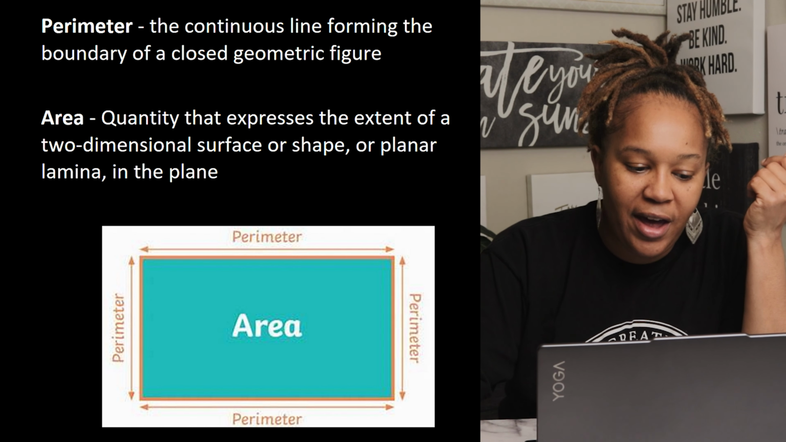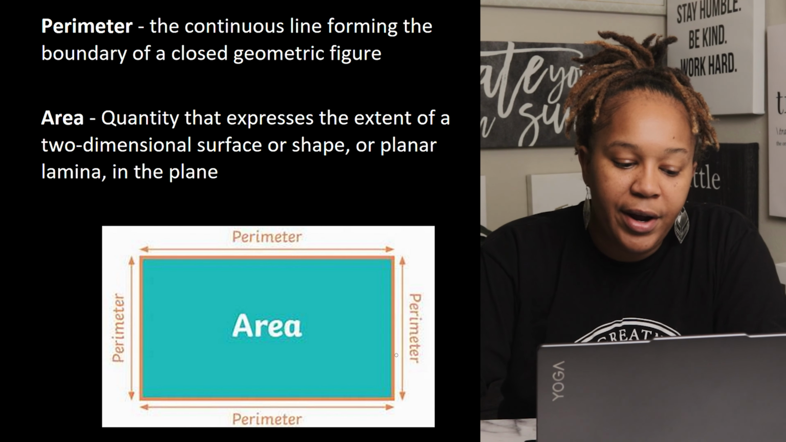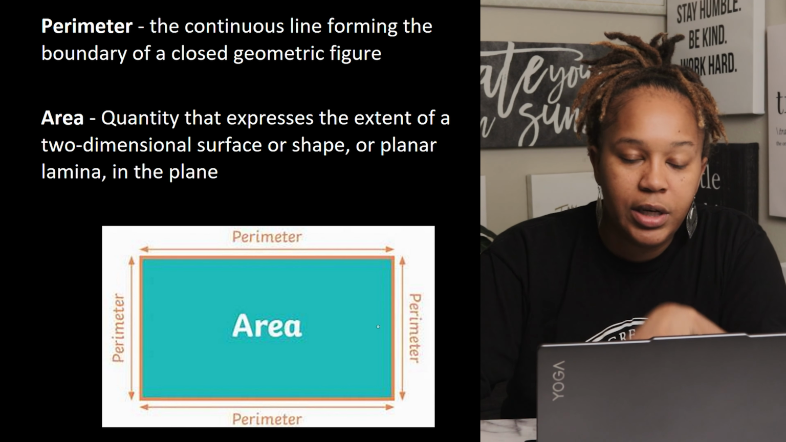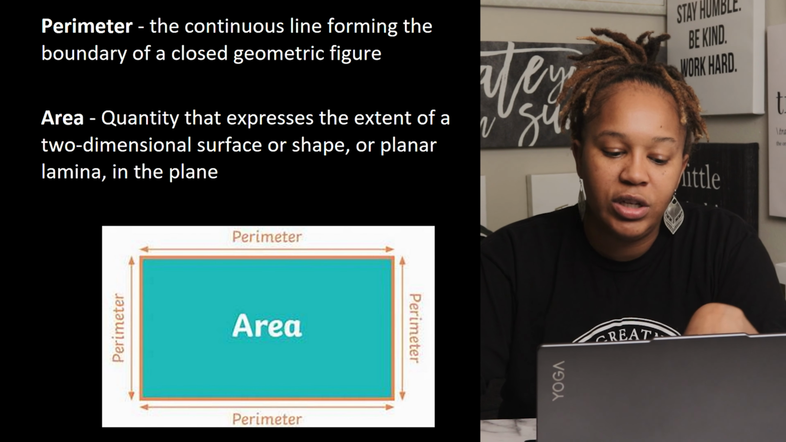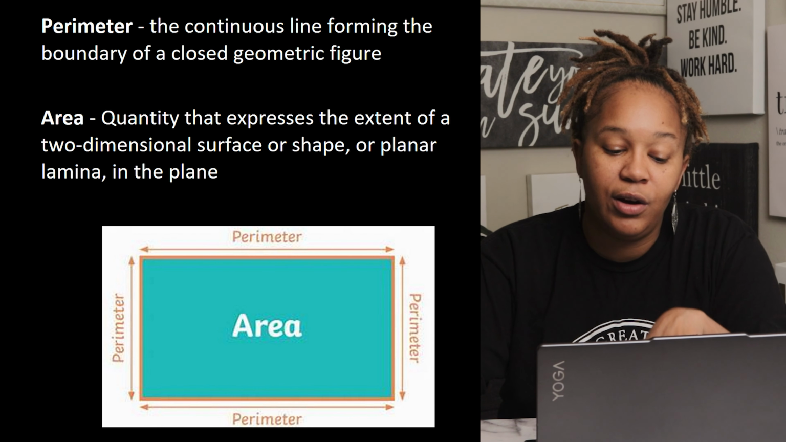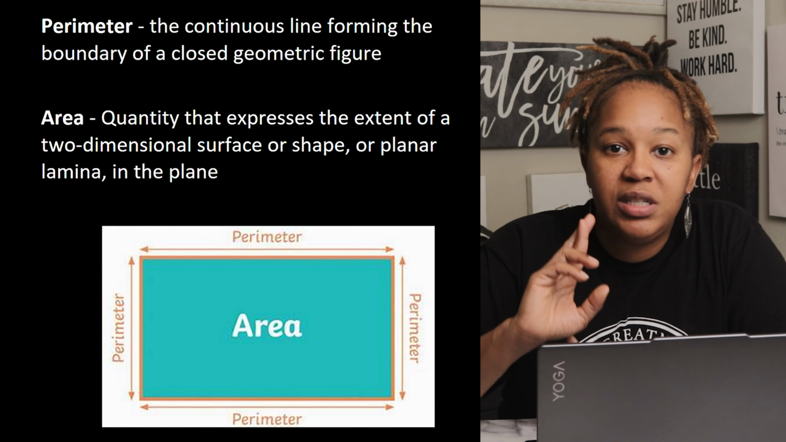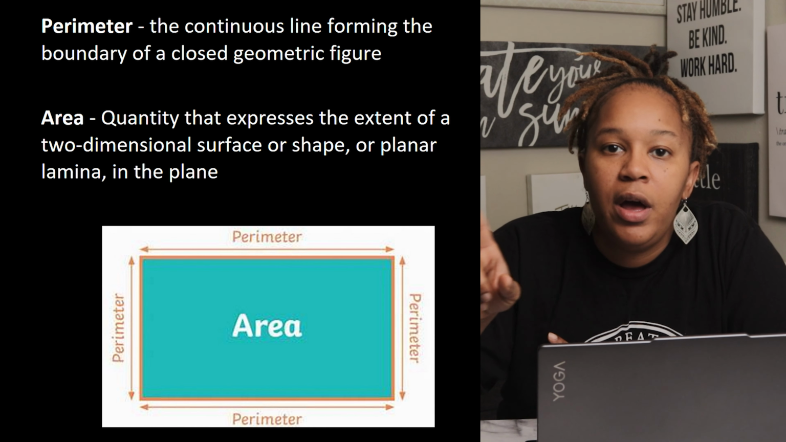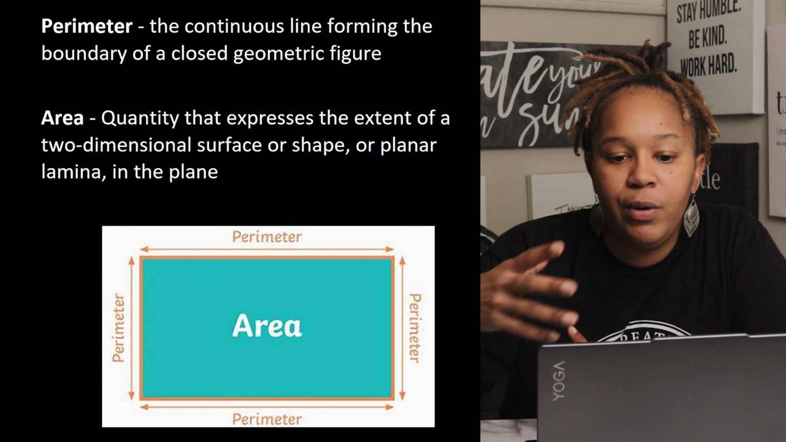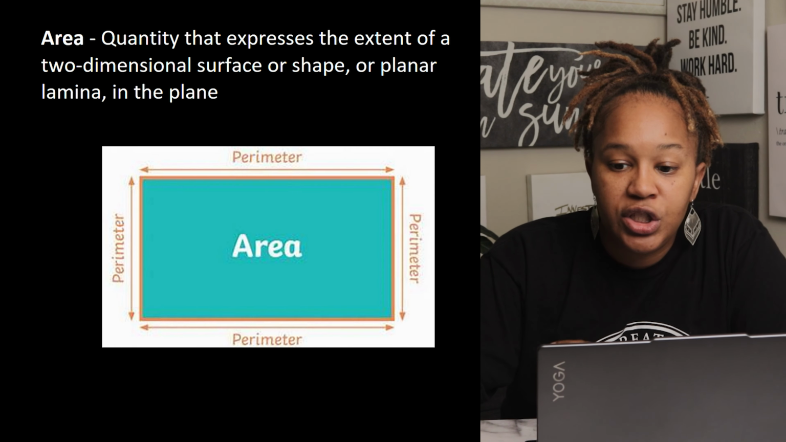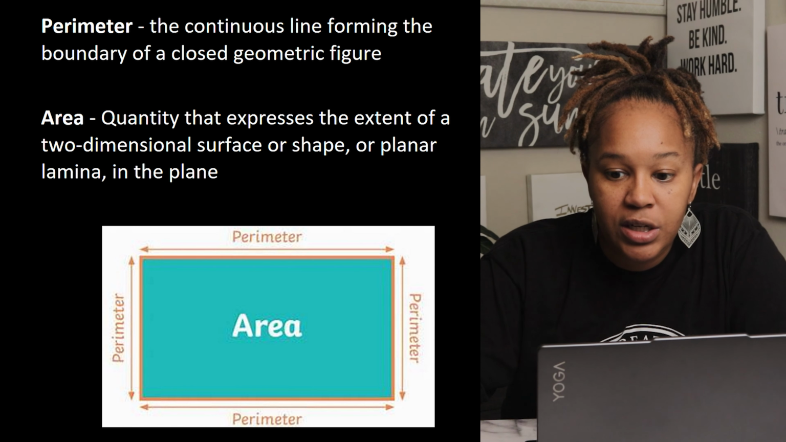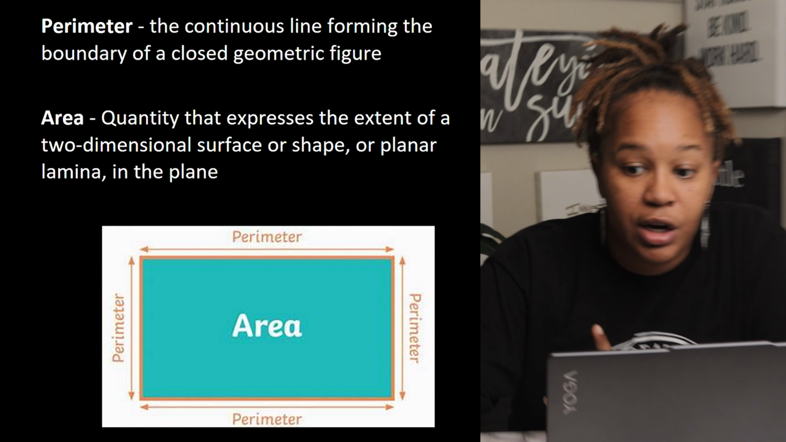I have a diagram right here that shows you the difference. If you look at this rectangle, the blue part is the area, and the orange line going around the outside is the perimeter. So you need to know the difference between those two. Area is a measure of the inside, perimeter is a measure of the outside. Now, there are certain formulas that you need to learn and commit to memory, so let me show you those formulas.